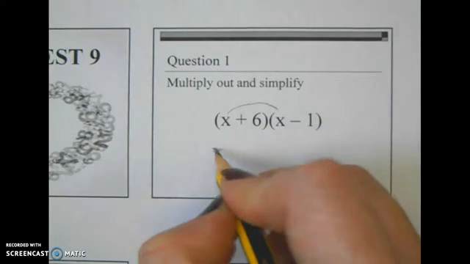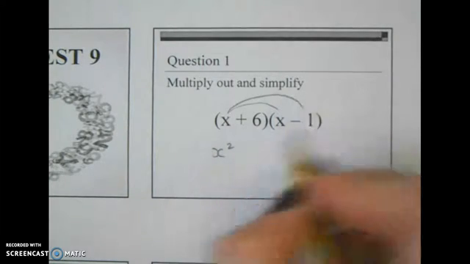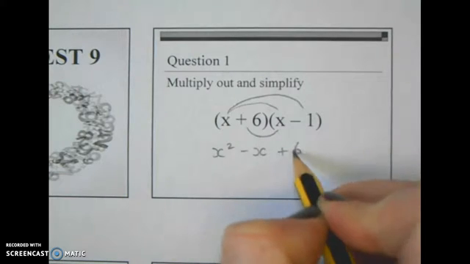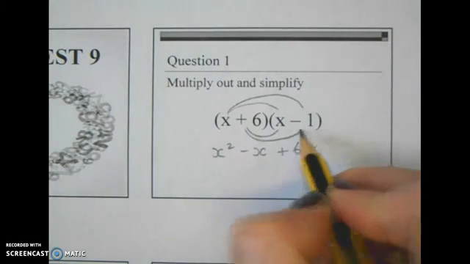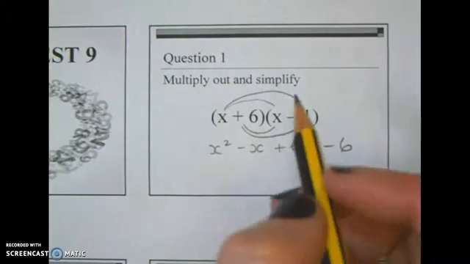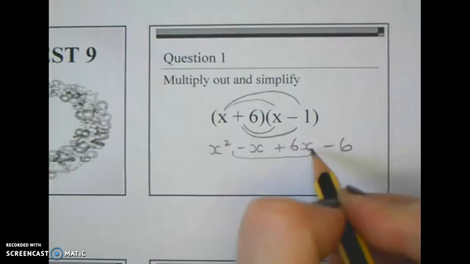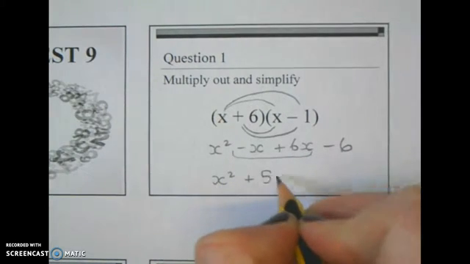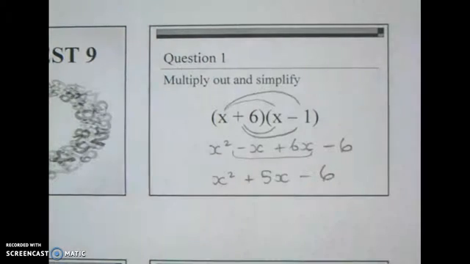X times x is x squared. X times minus 1 is minus x. Plus 6 times x is plus 6x. And plus 6 times minus 1 is minus 6. And if we simplify that, group together these x's in the middle. X squared, if we've got minus an x and we add 6x, we've got 5x minus 6.